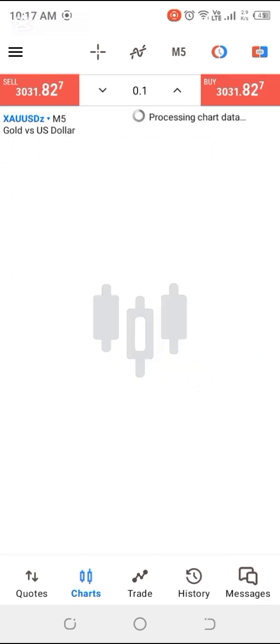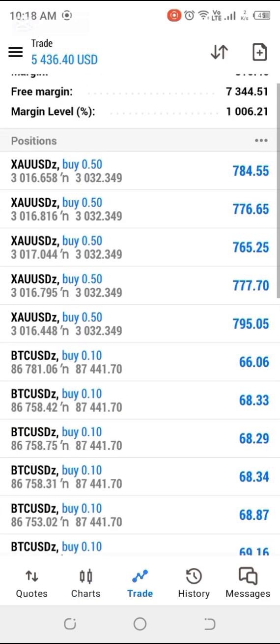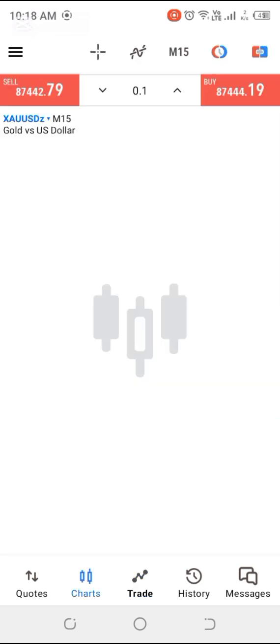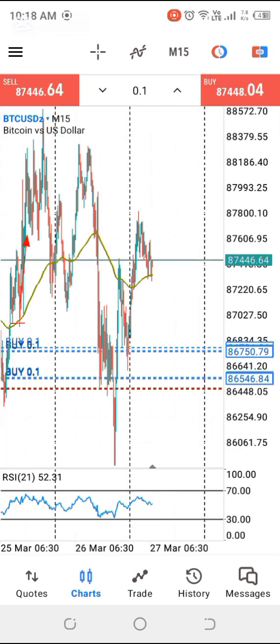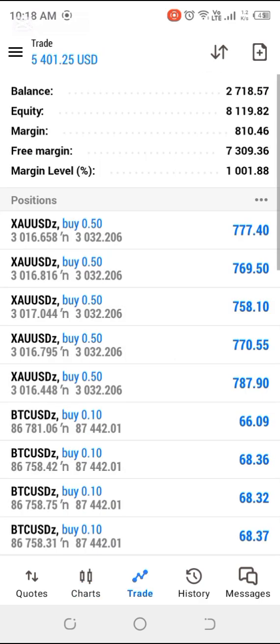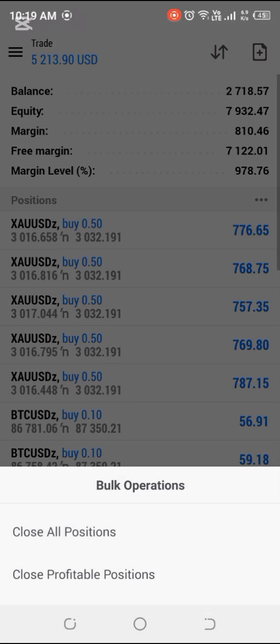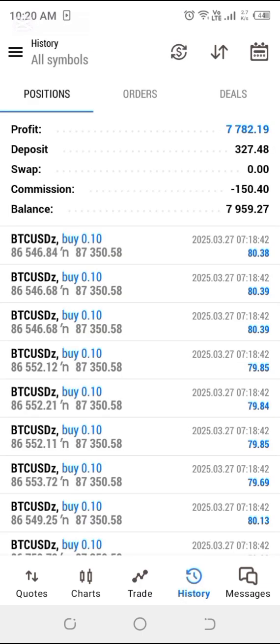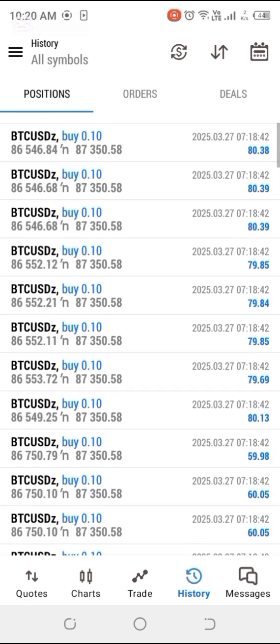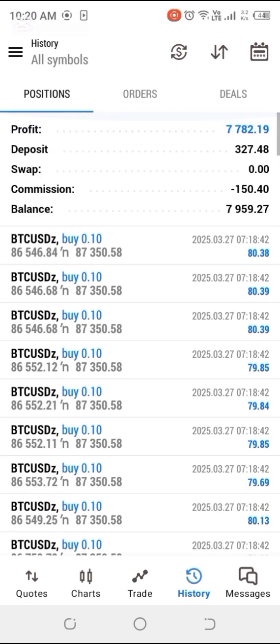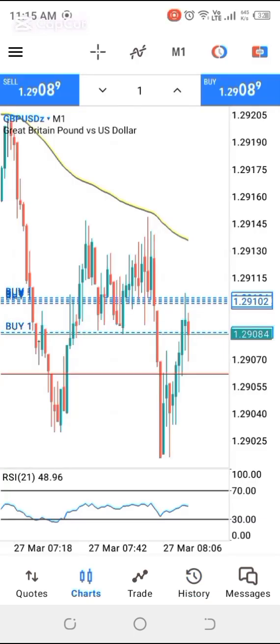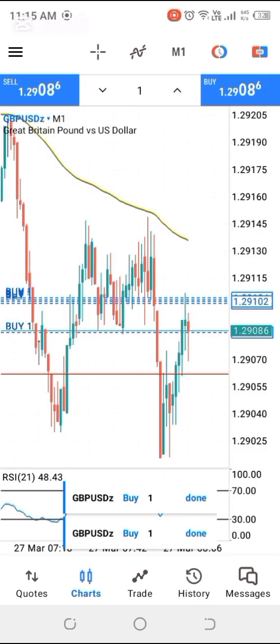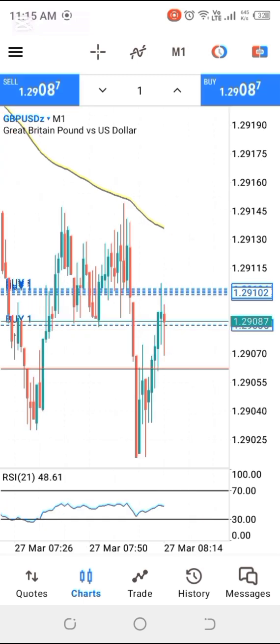Went nicely up using the same concept of CRT and ICT. So this was the BTC trade using the same concept. You can see liquidity sweep CRT happening there. I closed all the trades and the balance was 7959 USD from 327. Sorry. And then I took another buy on GBP USD during the London session.